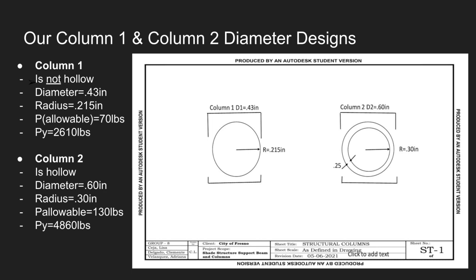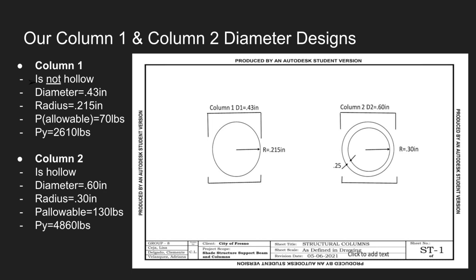Column number 1 has a diameter of 0.43 inches and a radius, which is the diameter divided by 2, of 0.215 inches. And we found that this column number 1 is not hollow. Its P allowable is 70 pounds. This means column 1 would buckle at this point, but would not break, meaning yield. Its PY value, which is the compressive tensile yielding, is 2,610 pounds, meaning column 1 would yield at this yielding force or higher.